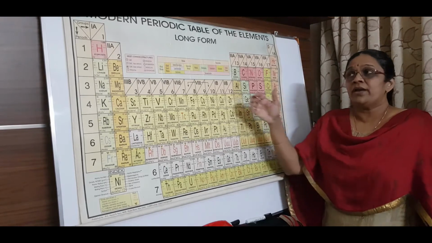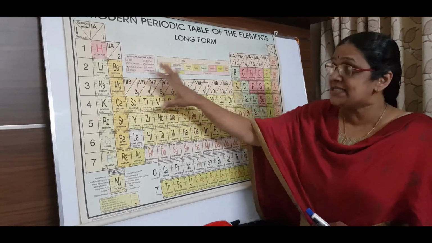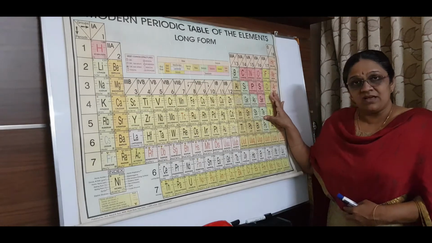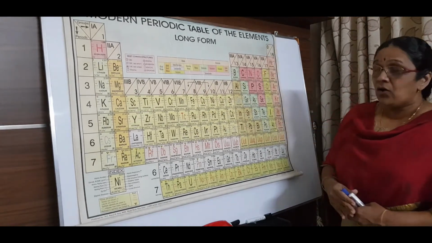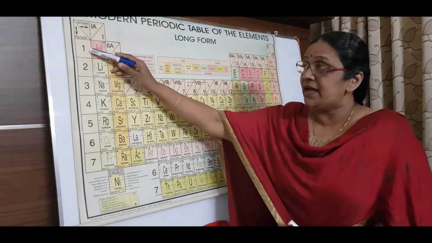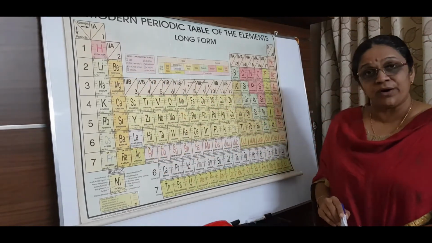isn't it? So now how many groups are there? 18 groups are there, starting from the first and ending in the noble gas elements. Okay. Now when you talk about periods, see, there are 7 periods in the periodic table.